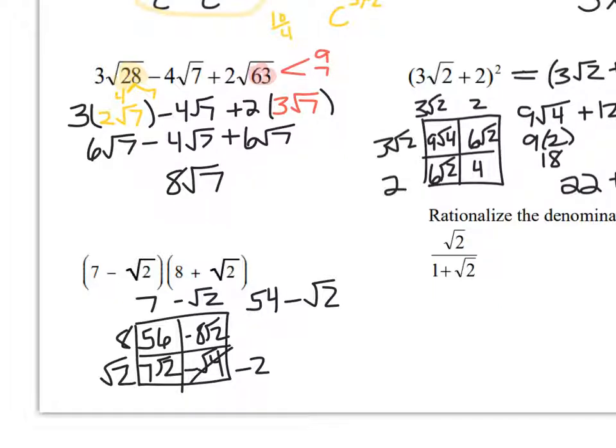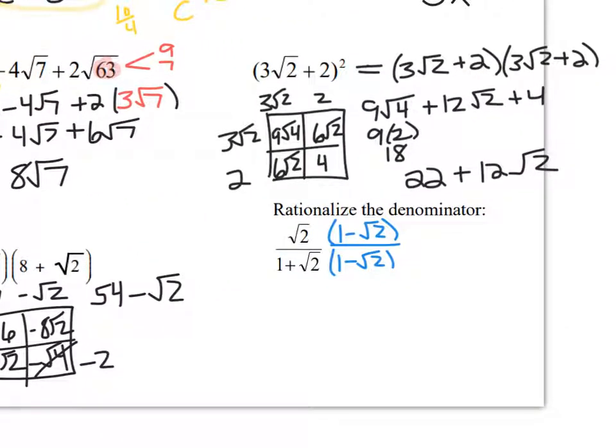And the last one is I need to rationalize the denominator. That means I need to multiply by the conjugate. The conjugate is when I change the sign in between my two numbers. So 1 minus the square root of 2, 1 minus the square root of 2. I'm going to multiply the bottom using the box, but you could shortcut it if you know how to do that. That's fine.